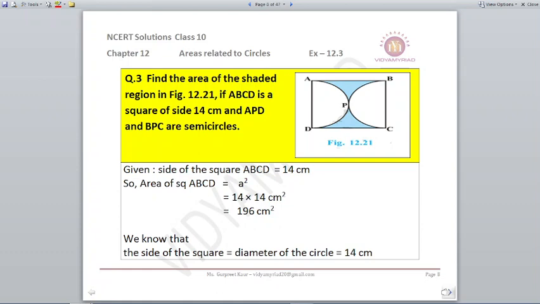So let us first find out the area of the square. Side is given to us as 14 centimeters. So we know the area is side square, that is 14 into 14, that comes out to be 196 centimeters square. Now according to the figure, we can also make out what will be the side of the square. Side of the square is the diameter, that is AD. If I take AD or BC, that will be the diameter of the circle, which will be 14 centimeters.